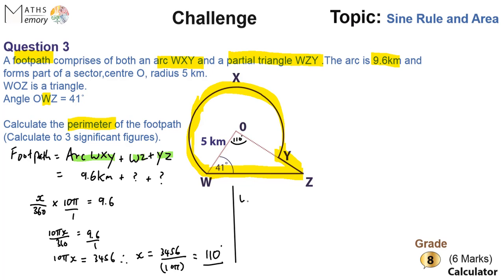So WZ, what can we work out? Well, first of all, before we do anything, let's try to work out this angle over here. We know all three angles add up to 180. 110 plus 41 is 151. 180 take away 151 is 29 degrees.